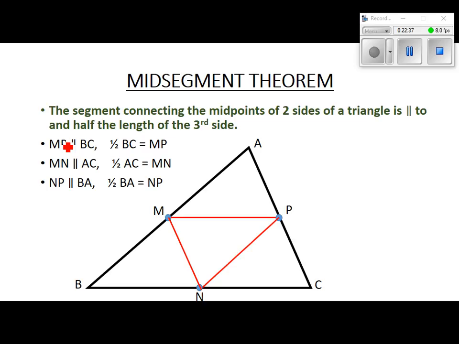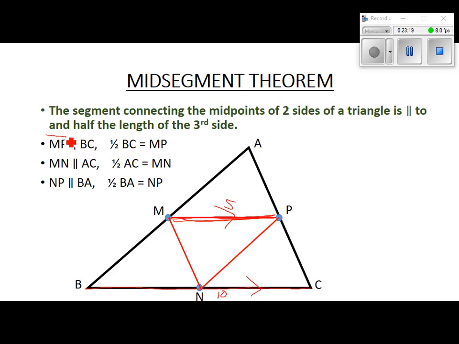This is the mid segment theorem. A segment connecting the midpoints of two sides of a triangle is parallel to and half the length of the third side. So if I look at MP right here, MP is half as long as this side of the triangle, BC down there, and it is parallel to it. So if I told you MP was 5 units long, whatever, then BC down here would have to be 10 units long.